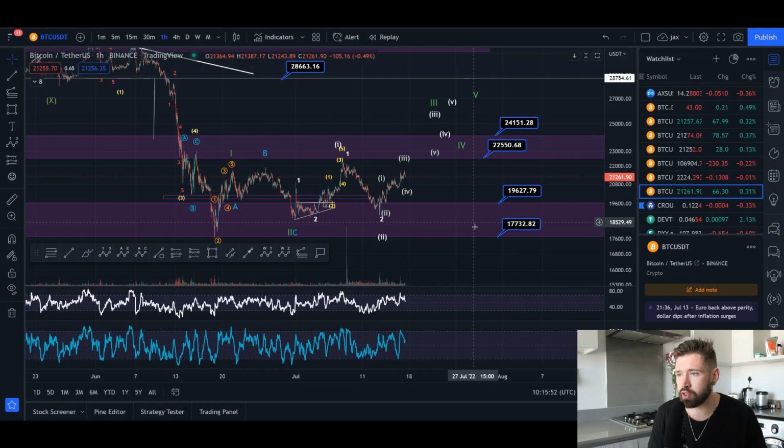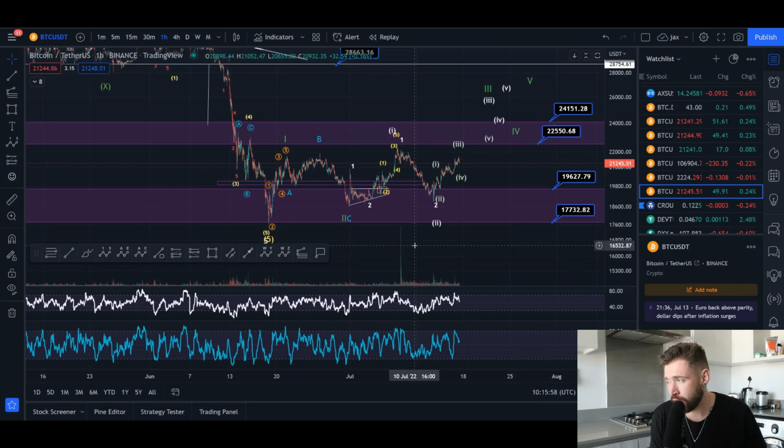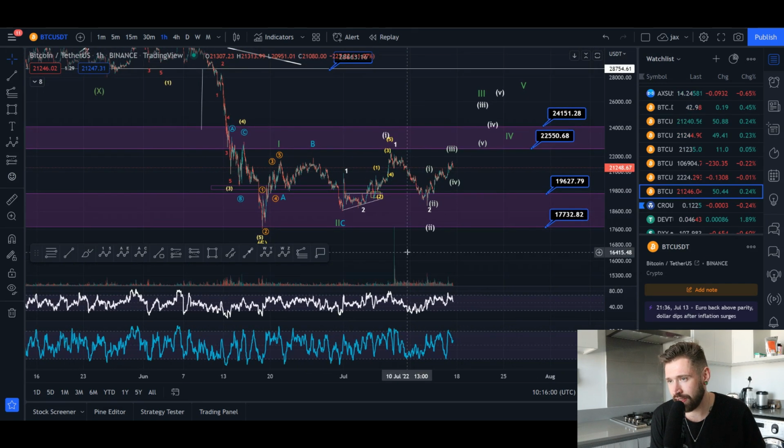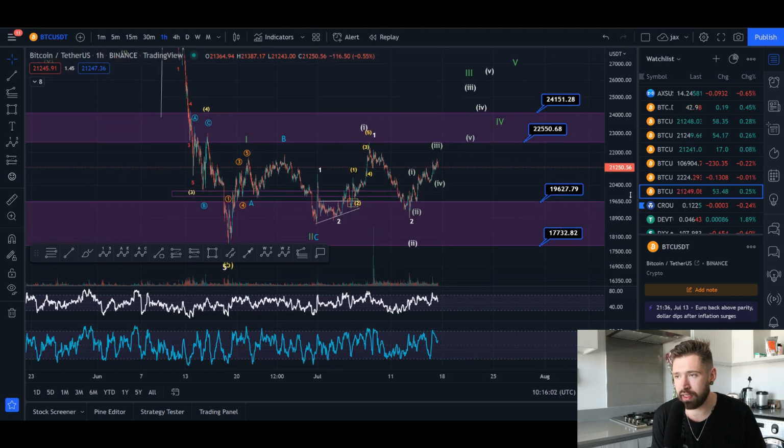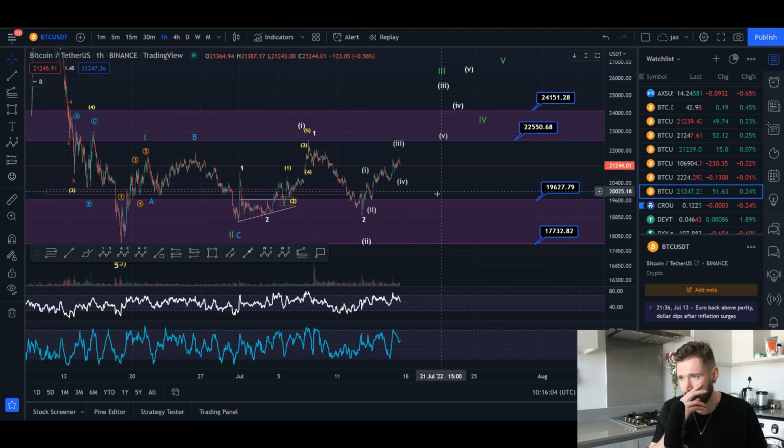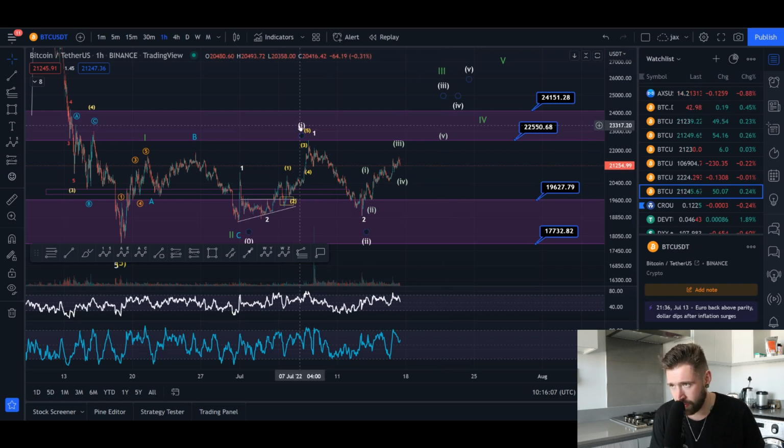So let's hop into the charts. We're looking at a potential 1-2-1-2 setup. What that usually symbolizes is an extended wave 3, and I think that makes sense here if it ends up playing out, because as of right now, see this white wave 1.